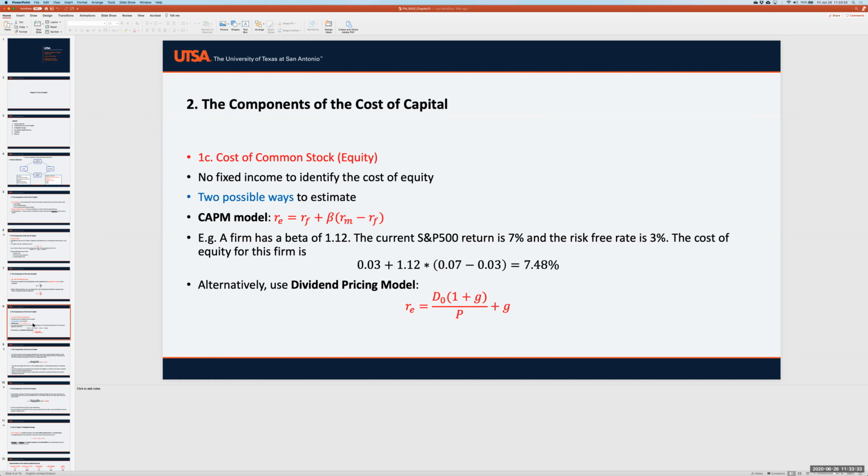Simple calculation. How can we calculate the cost of common stock? There are two possible ways. If the company doesn't pay dividends, we should go with the capital asset pricing model.